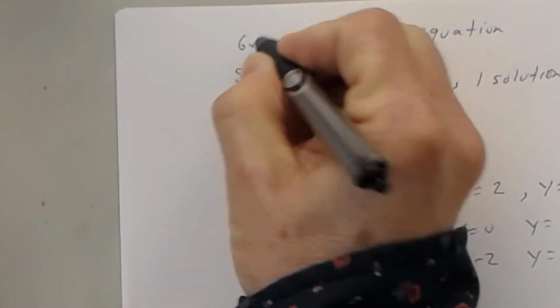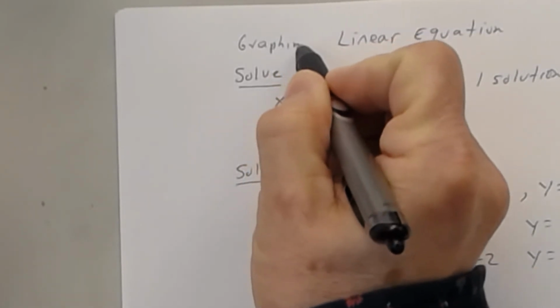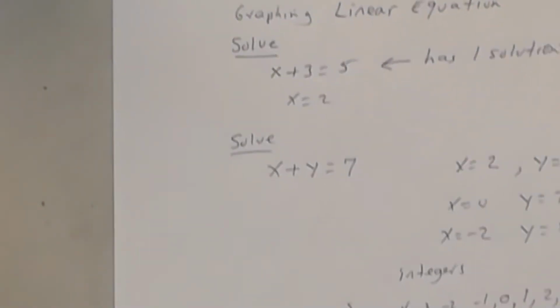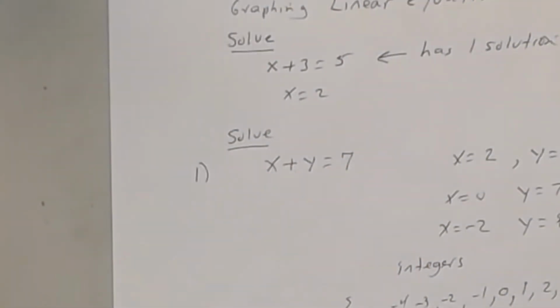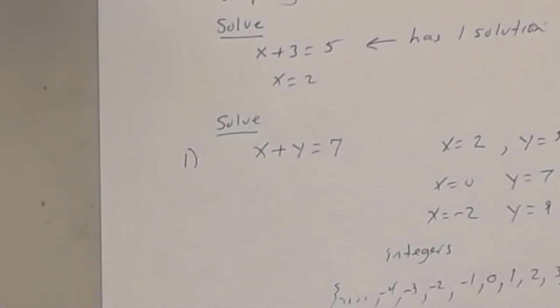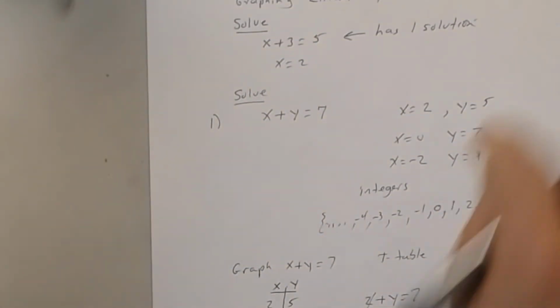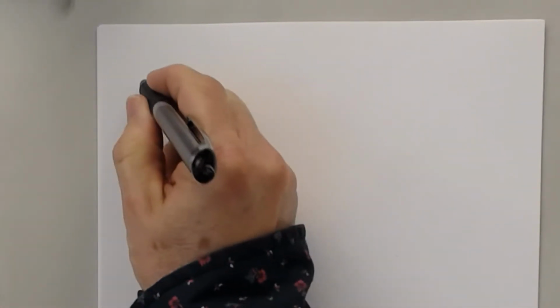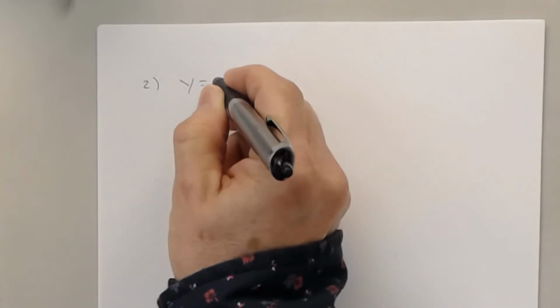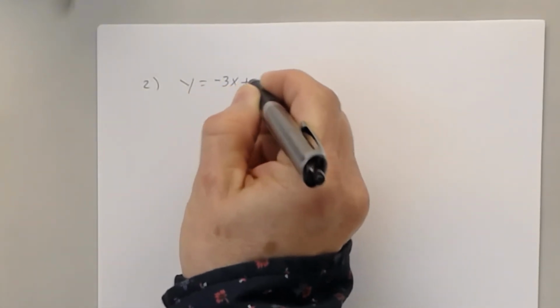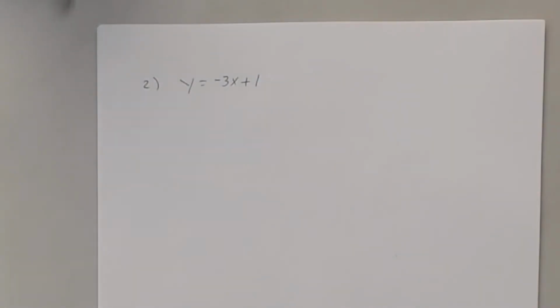Okay, let's look at this one. So this will be number 2, and this was number 1. Basically we're graphing linear equations, so go ahead and title this as graphing linear equations. All right, now let's look at number 2. Let's suppose we had this equation: y equals negative 3x plus 1. Y equals negative 3x plus 1.